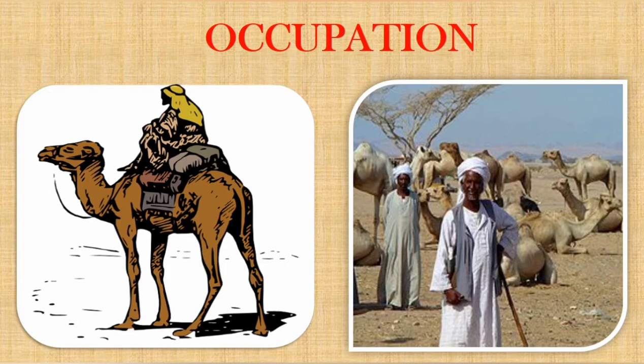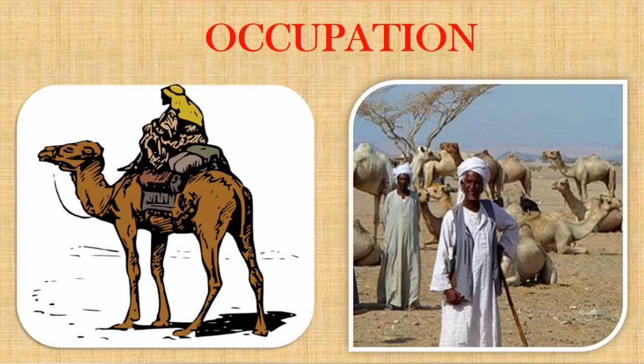Most of their occupations are sheep rearing and hunting. Some tribes that live in the desert area are the Bedouin of Sahara and the Bushmen of Kalahari.